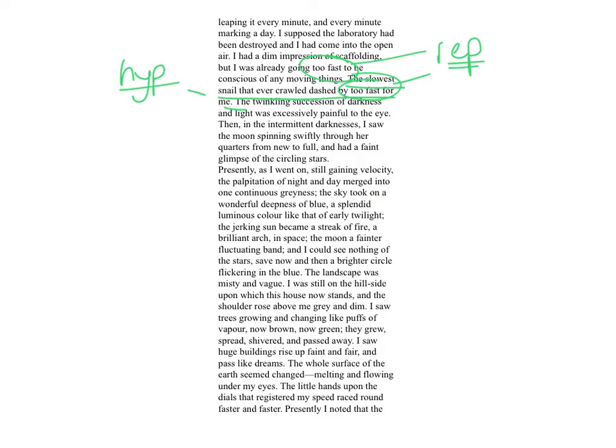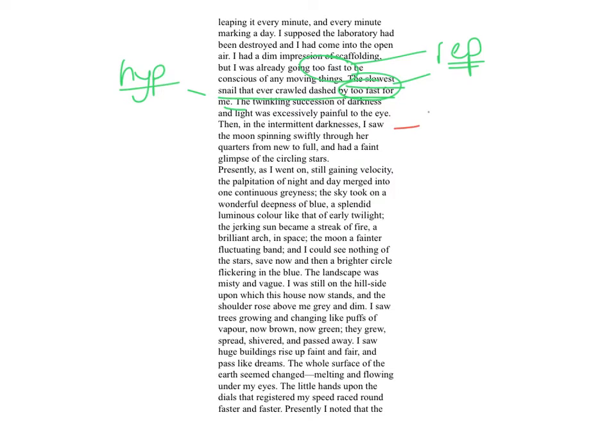The speaker then goes on to create very powerful visual imagery, and it's visual imagery associated with space. He says, the twinkling succession of darkness and light was excessively painful to the eye. Then, in the intermittent darkness, I saw the moon spinning swiftly from new to full and had a faint glimpse of the circling stars.